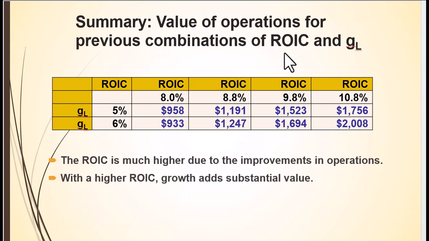So in summary, what do we got going on here? The value of operations is going to change as these variables change. Those are the variables that for the most part we have control over. So as ROIC grows, we're going to have higher values of the end company.